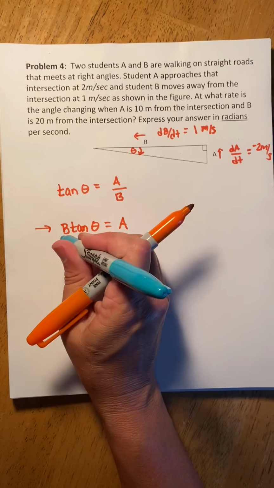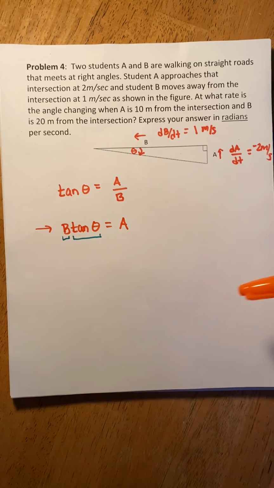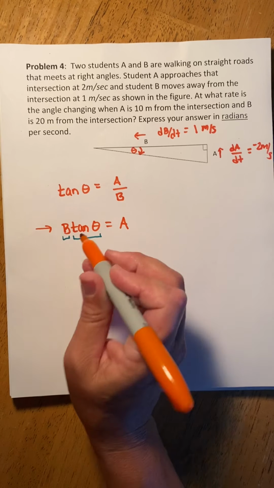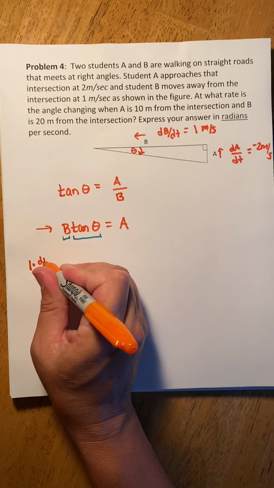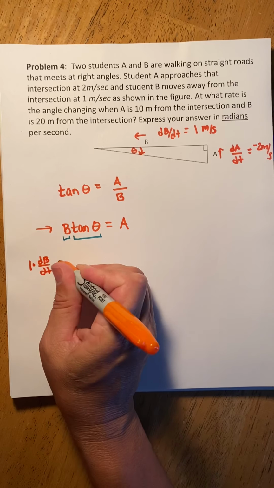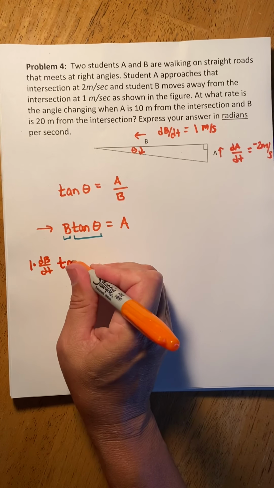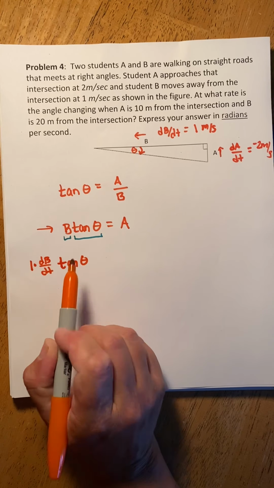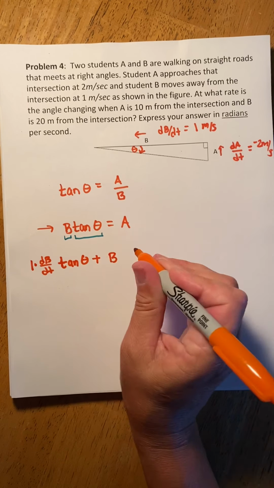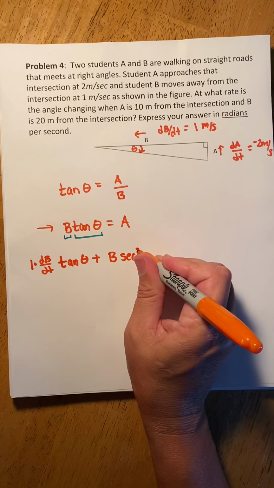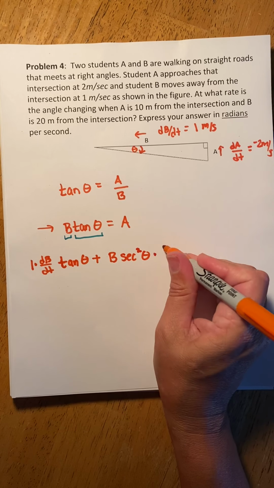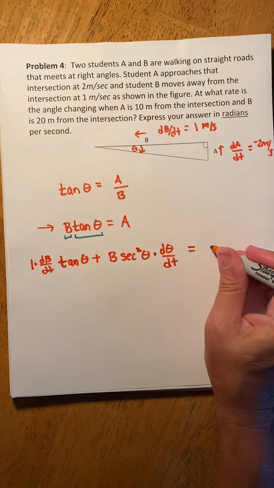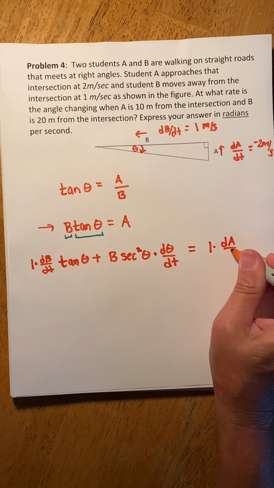Now we're going to take the derivative of both sides, keeping in mind that we have B times the tangent of theta, so we have to use the product rule. The derivative of B is 1, and then you tag on d variable dt, times the second. So the derivative of B is 1 dB/dt times the plain old tangent, plus the plain old B times the derivative of the tangent, which is the secant squared of theta, and then we have to tag on d variable dt. And that equals the derivative of A, which is 1, and then we tag on d variable dt.